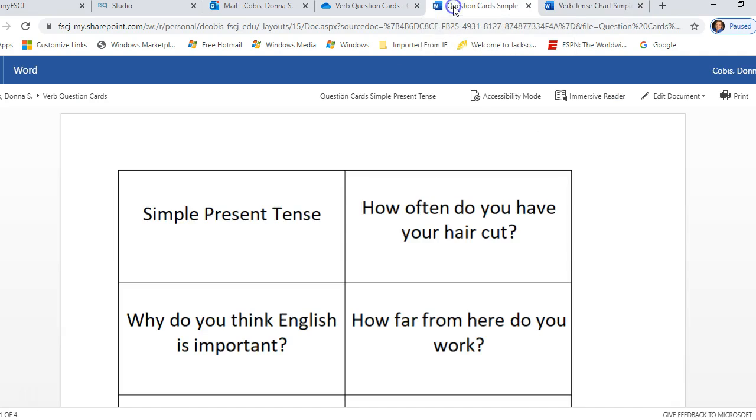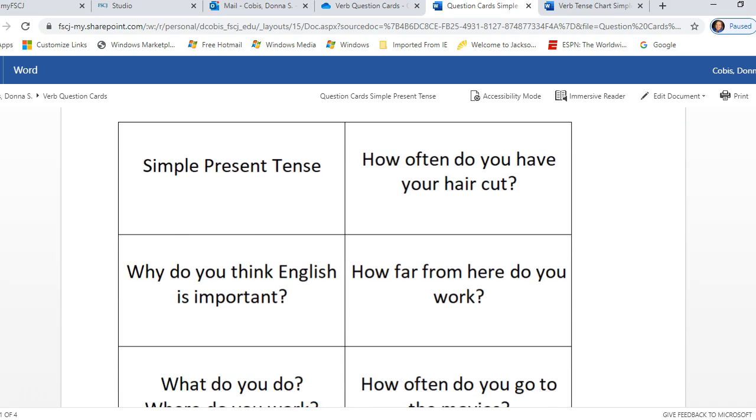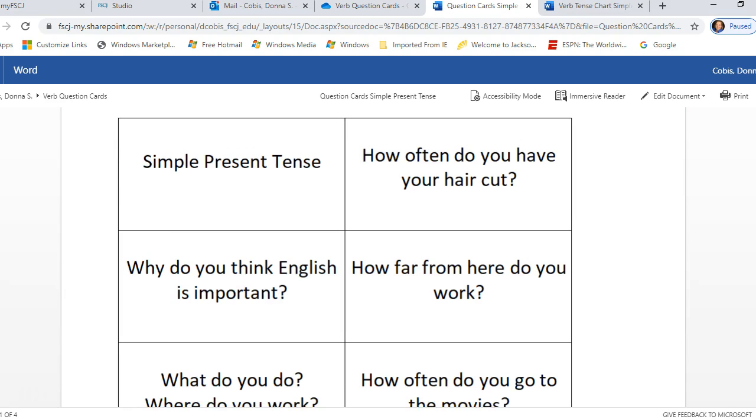Now I have a few question cards that we could go through. You're familiar with these cards because we've often used these to practice conversation. So these questions are all asking about your routines, things that you do as part of your everyday life. So, for instance, how often do you have your hair cut?